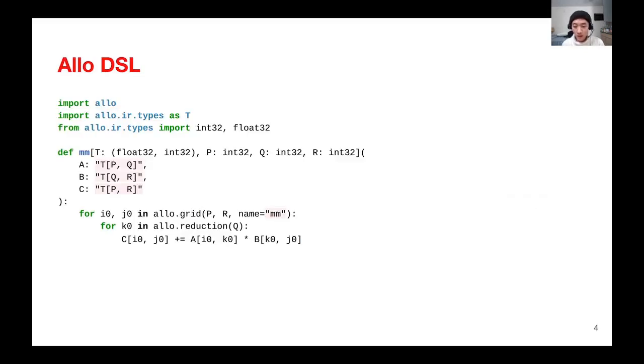Here's what it looks like in code. In this example, we're writing a simple matrix multiplication kernel using Allo's DSL. You can see that the types are imported, and the kernel is described using grid and reduction, a bit like Python with NumPy, but meant for hardware.